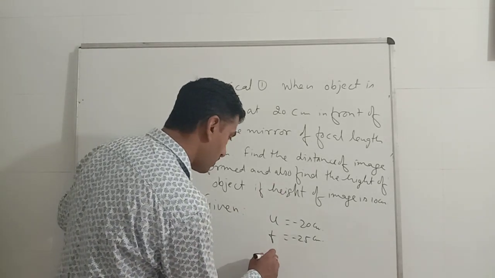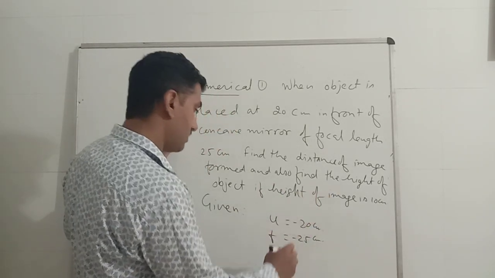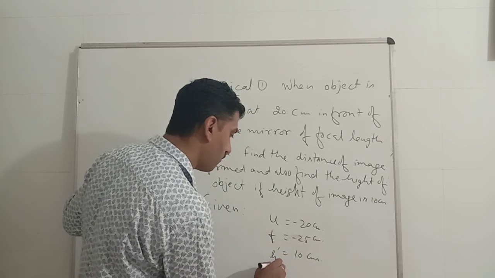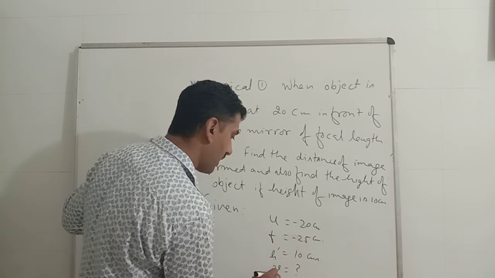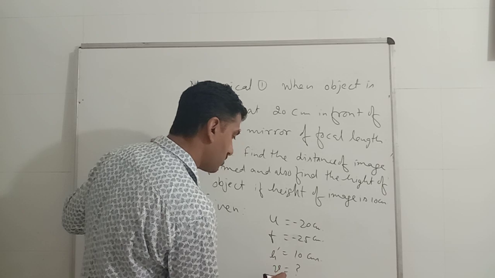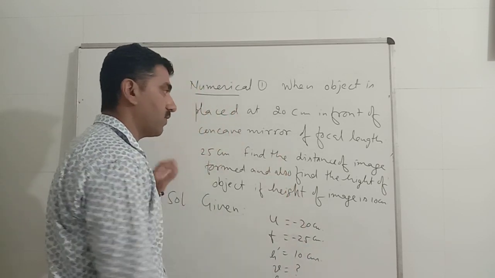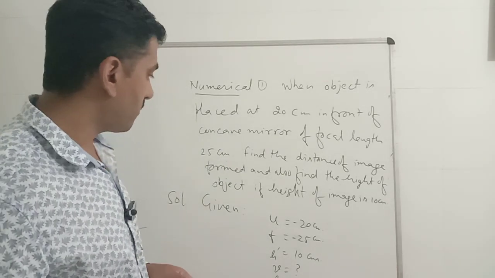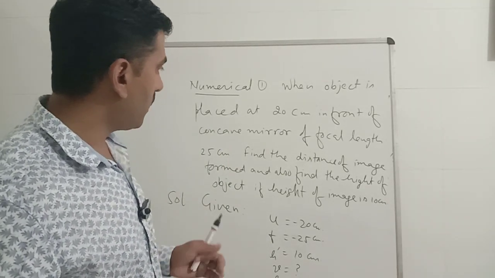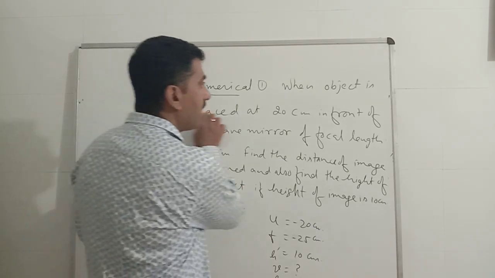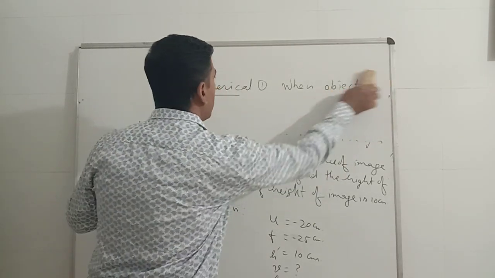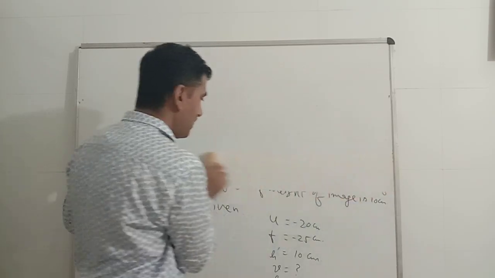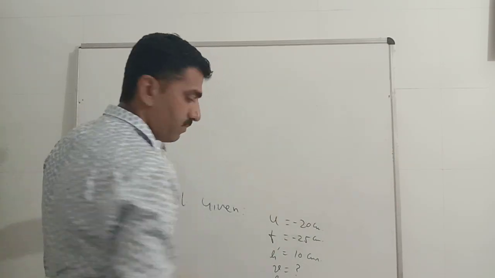H dash is given to us, this is 10 centimeter. So what we have to find? We have to find V and H. These two things we have to find out. So the question is here. Let's go ahead with the solution. You have to directly use the mirror formula and solve it using the mirror formula.